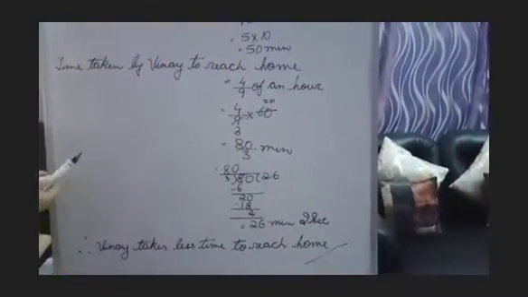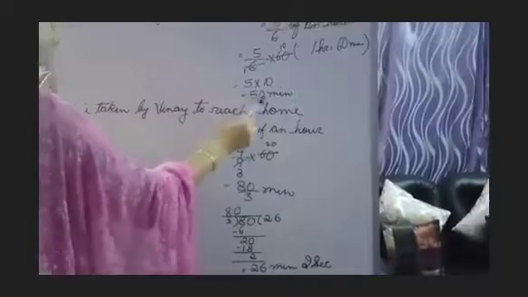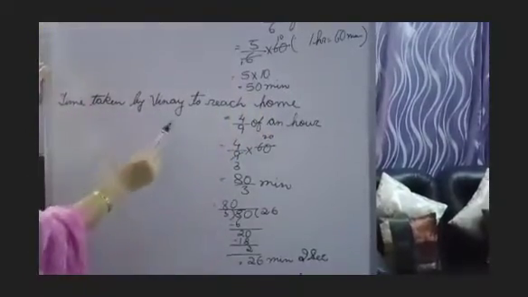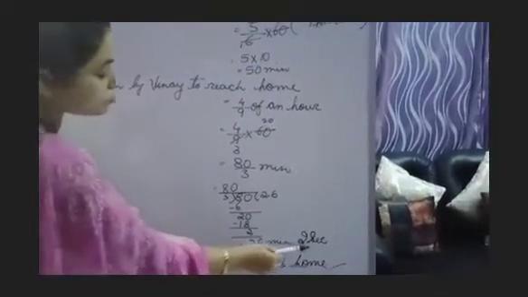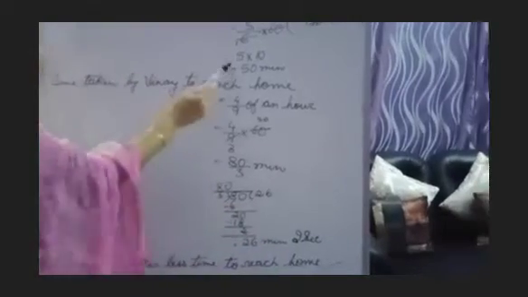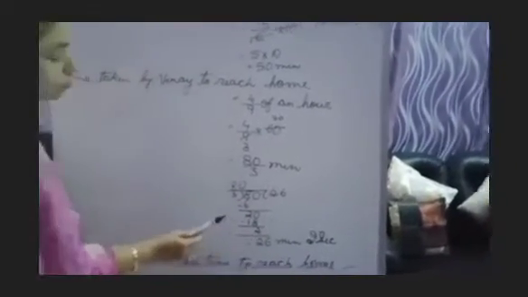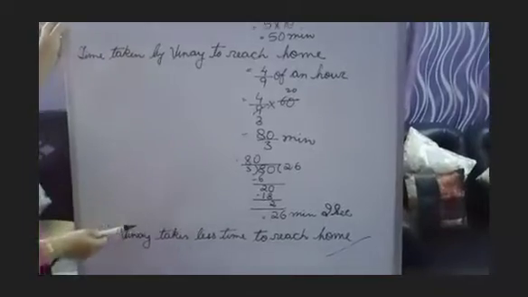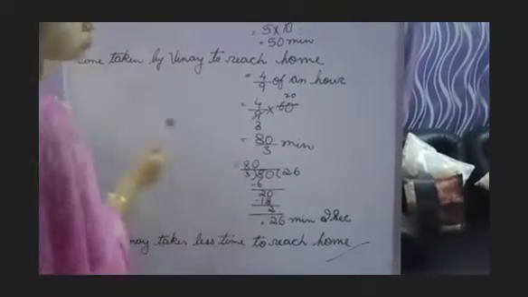So who takes less time? See, Rahul took 50 minutes and Vinay took 26 minutes 2 seconds. So 50 is greater and 26 is smaller. So we will say that Vinay takes less time to reach home.